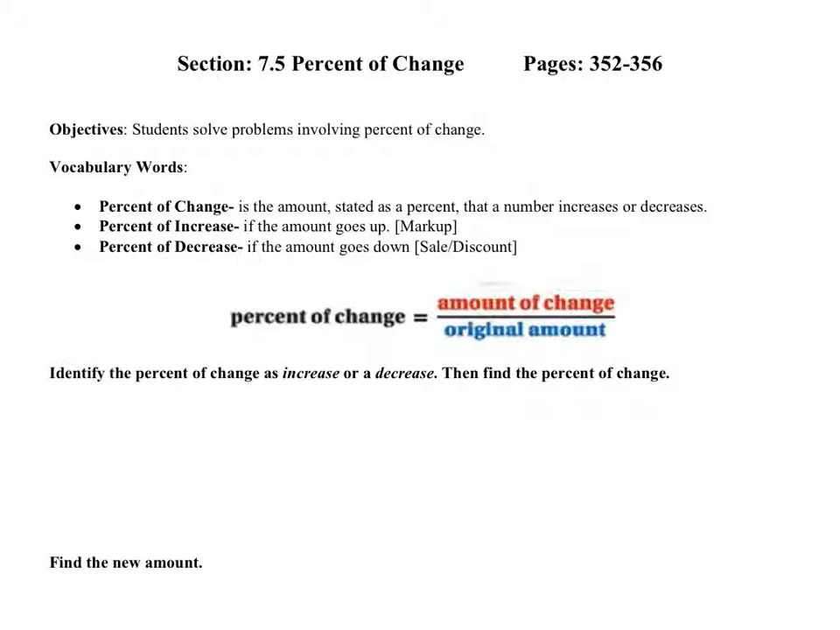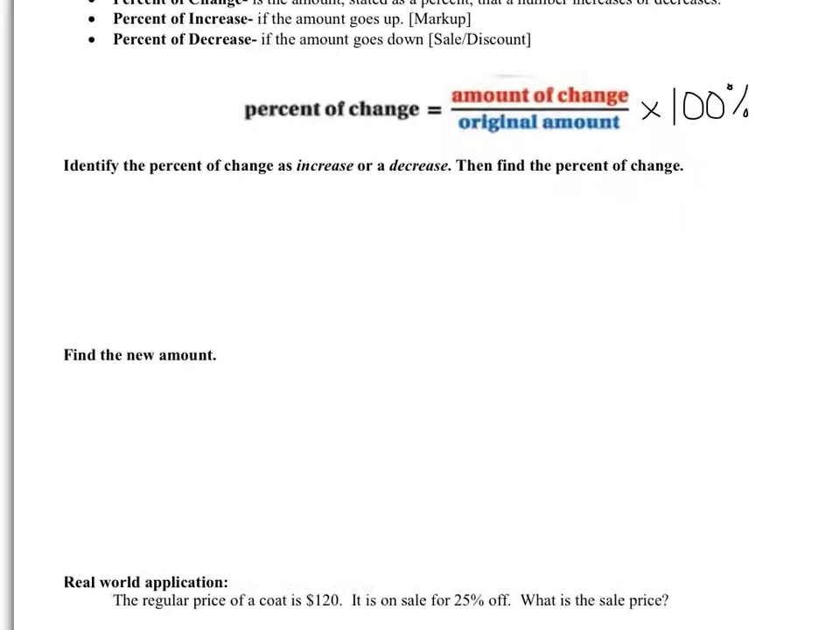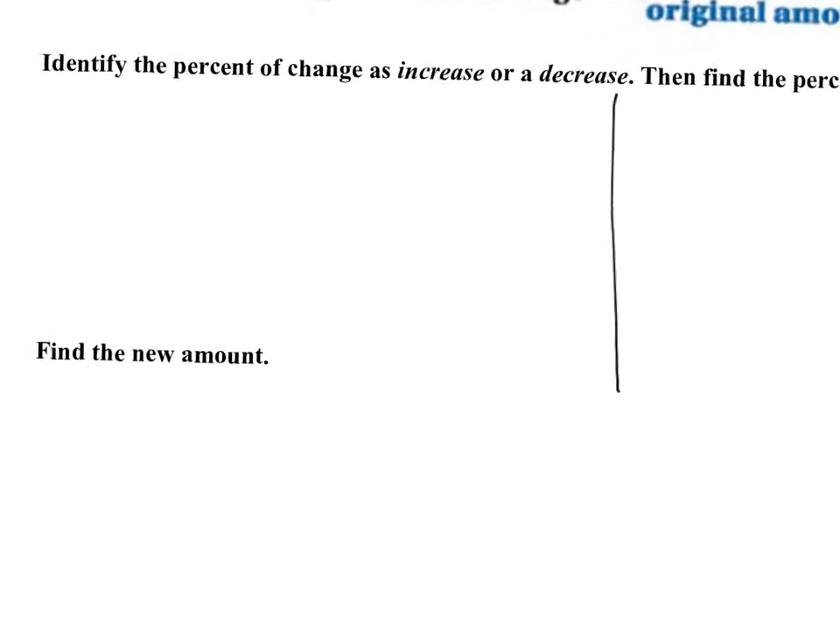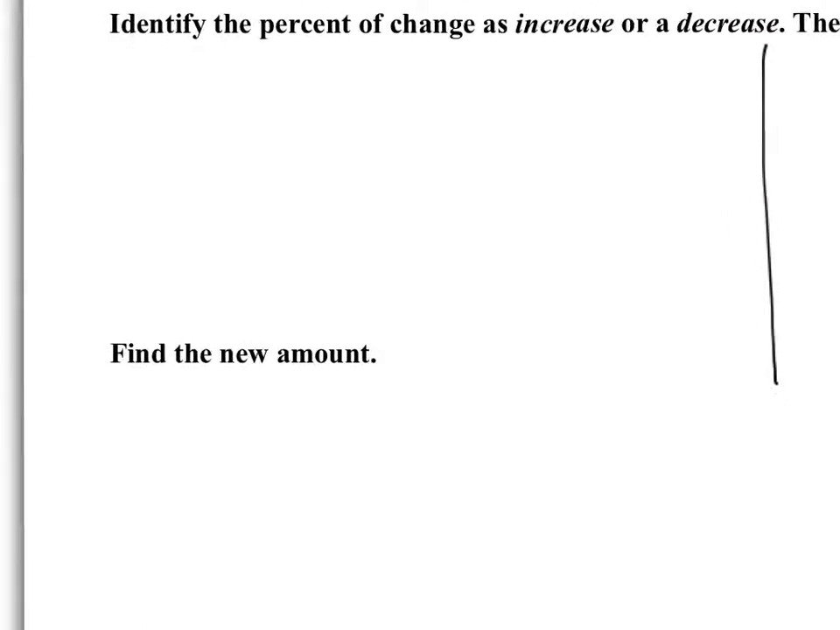We can take the amount of change over the original amount, and then we're going to have to multiply that by 100%, or that's going to give us a decimal. So to change a decimal to a percent, move the decimal 2 places to the right and add a percent sign. So first, in this first section, we first want to identify the percent of change as an increase or decrease, and then we want to find the percent of change.